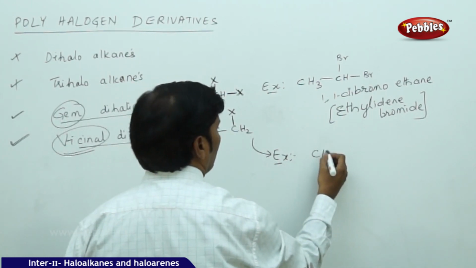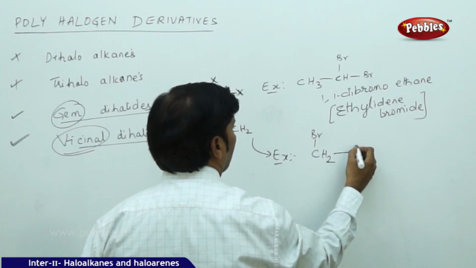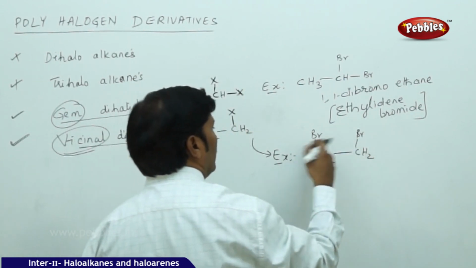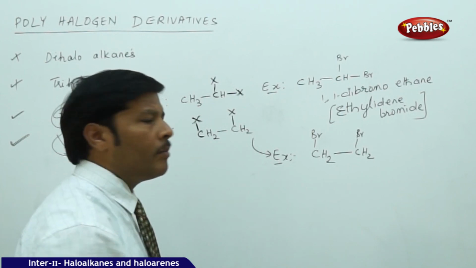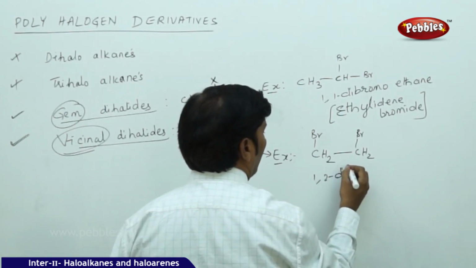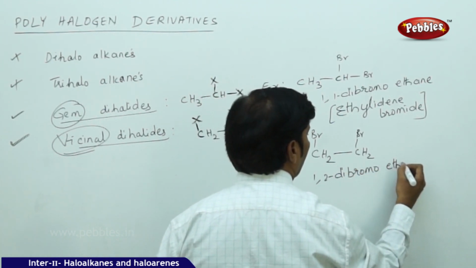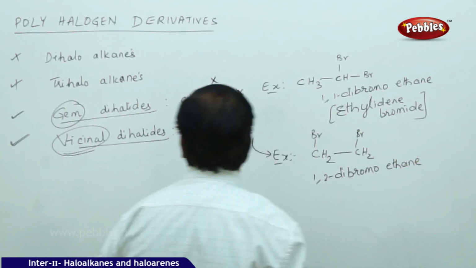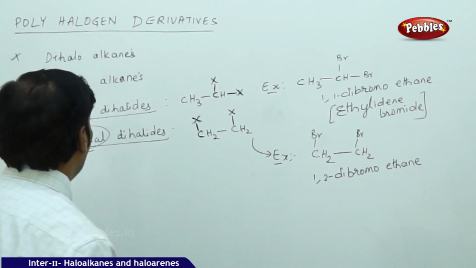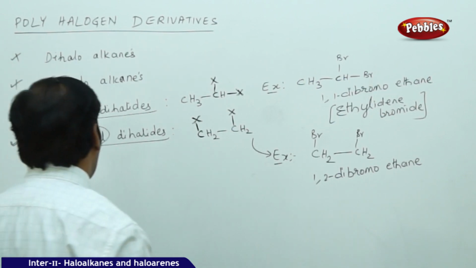we can just take CH2 single bond bromo group, again single bond, and one more bromo group. Because two bromo groups are substituted on two different carbons, we can take this as 1,2-dibromoethane. 1,2-dibromoethane is the IUPAC name for this given compound. So here we have finished the gem dihalide and also the vicinal dihalide.